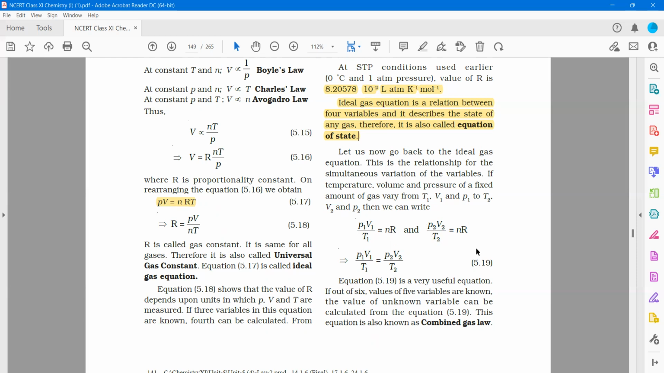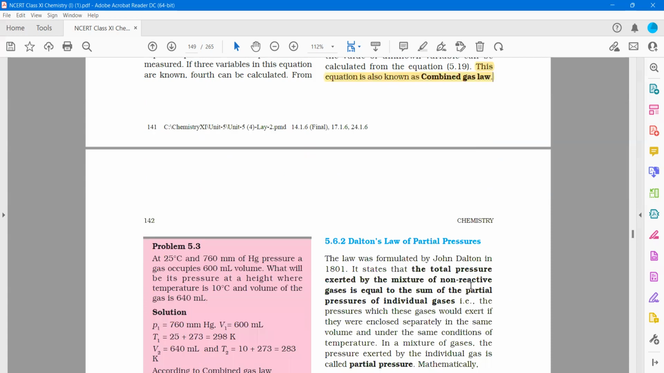But nR will be the same, right? So you can also equate this side and this side. So this is equation 5.19 you will get. Equation 5.19 is a very useful equation. If out of 6 values, 5 variables are known, then you can easily find out the 6th one by solving this equation 5.19. So this equation is known as the combined gas law.